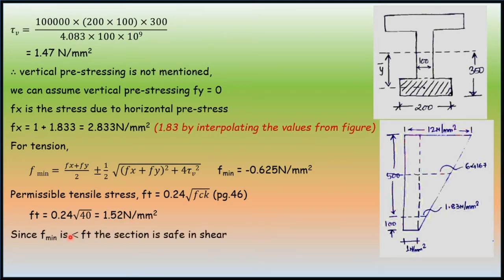Since F minimum is less than Ft, when we see this value is positive and this value is negative, much less than the permissible tensile stress. Hence the section is safe in shear in this part. However, nominal shear reinforcement may be provided in the section.